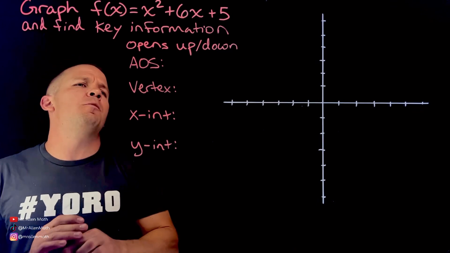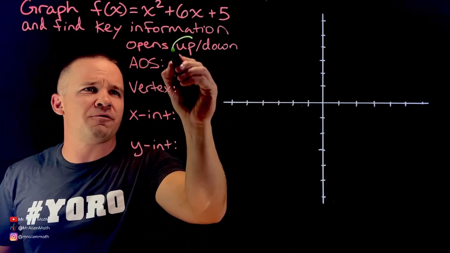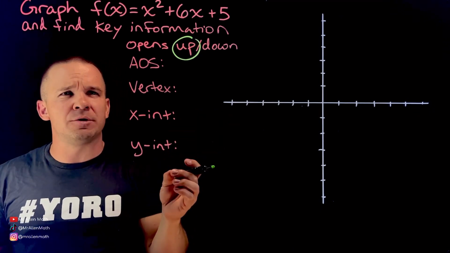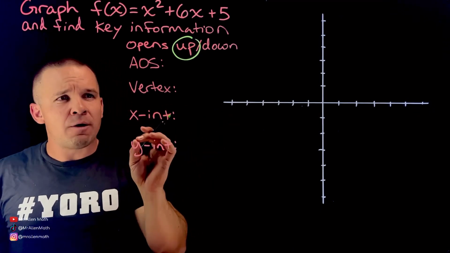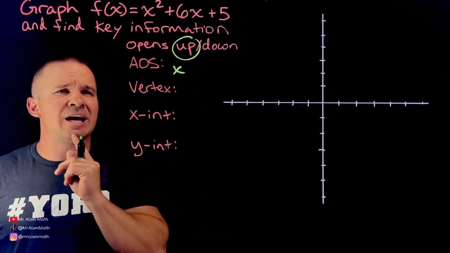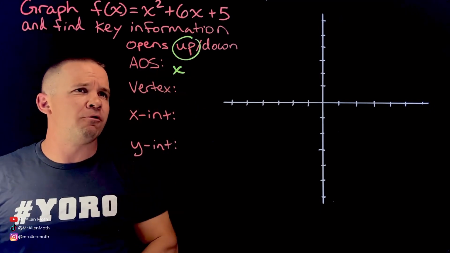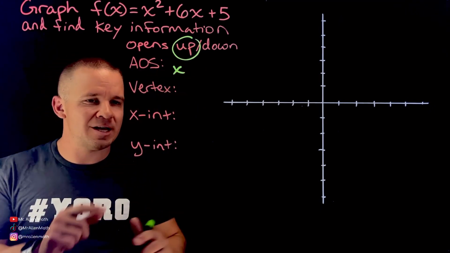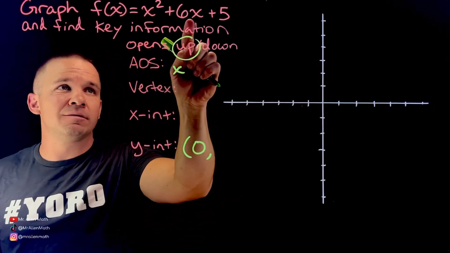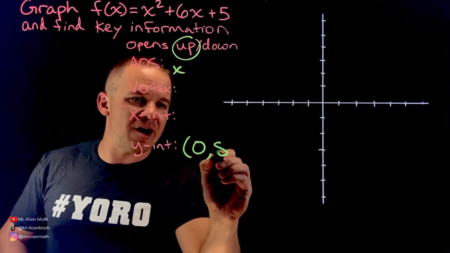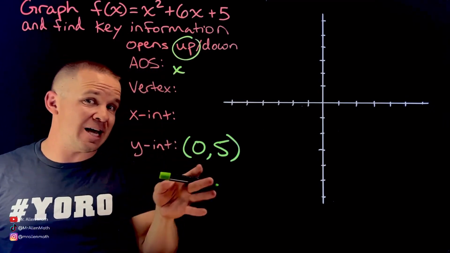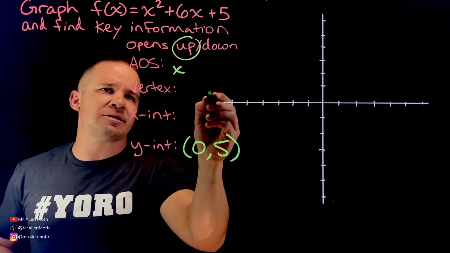Is it opening up or is it opening down? This one is positive for our lead coefficient, so we are opening up like a cup. That's awesome. Axis of symmetry. For that one, I need a fun little formula. Actually, before I do that, what's the easiest piece of information to get from standard, aka general form? It's my y-intercept. If I plug 0 into this thing, I'm just left with 5. So that is our easiest piece of information, along with which way it opens, to get from standard or general form. Back to the axis of symmetry.